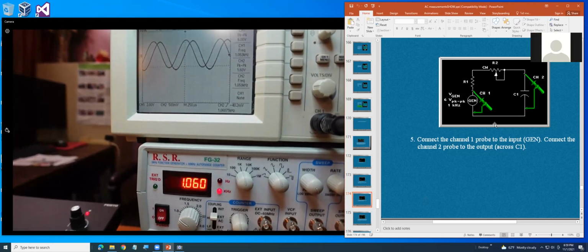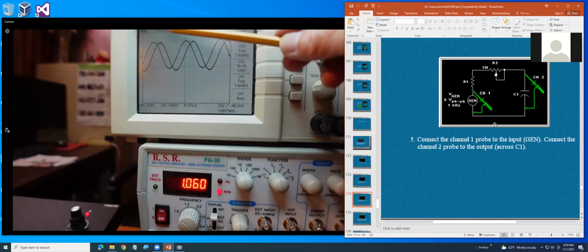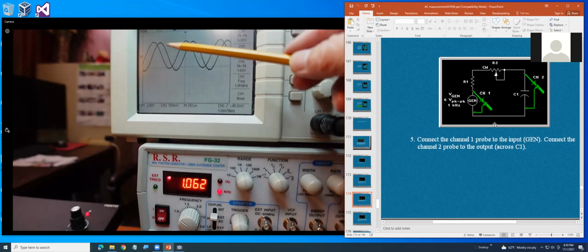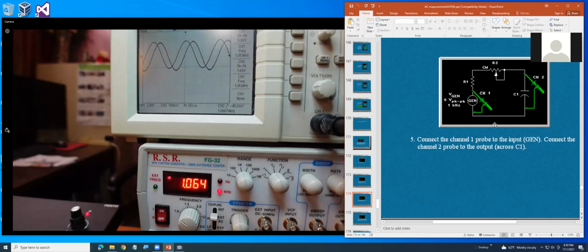Oh, you want to measure the phase angle? Yeah, that means you have two signals. Measure from the top of one to the top of the other, and then count the divisions. No, not yet. Put the cursor there. No, not yet.